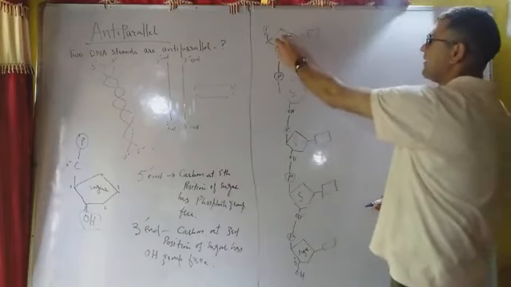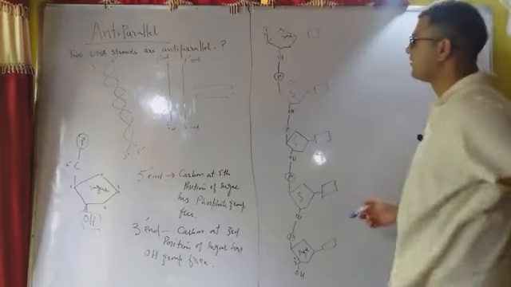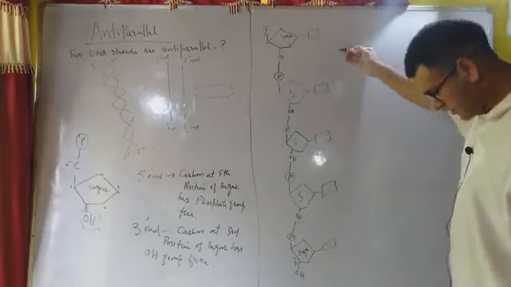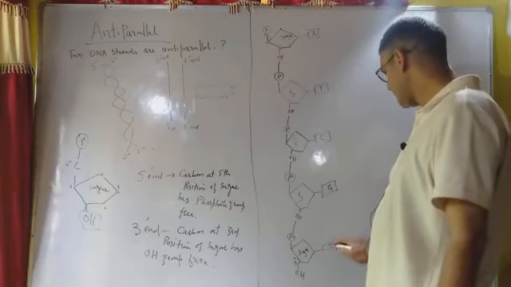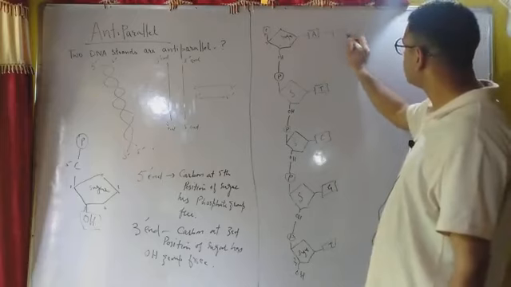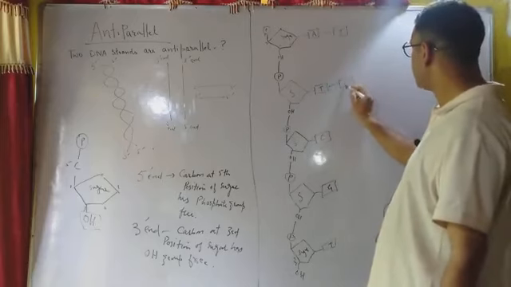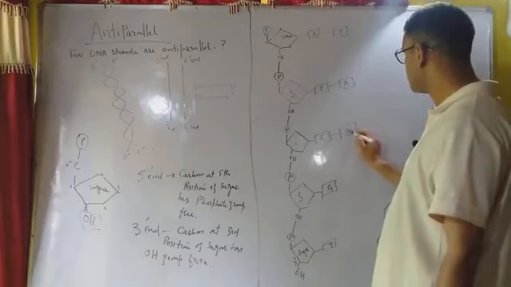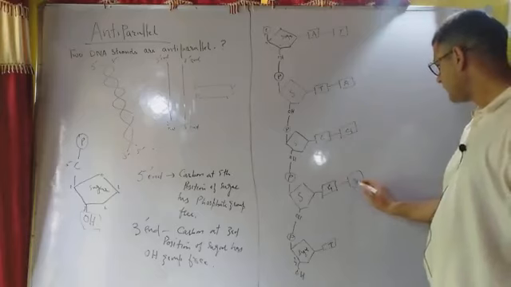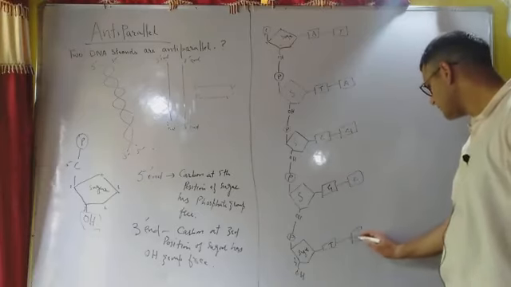That means it has a sugar component, a nitrogen base and a phosphate group. The nitrogen base is attached to the sugar component. For example, the nitrogen base here is adenine, here thymine, cytosine, guanine, thymine. Suppose these are the nitrogen bases. Obviously, adenine will pair with thymine, thymine will pair with adenine, guanine will pair with cytosine, guanine will pair with cytosine, and adenine will pair with thymine.